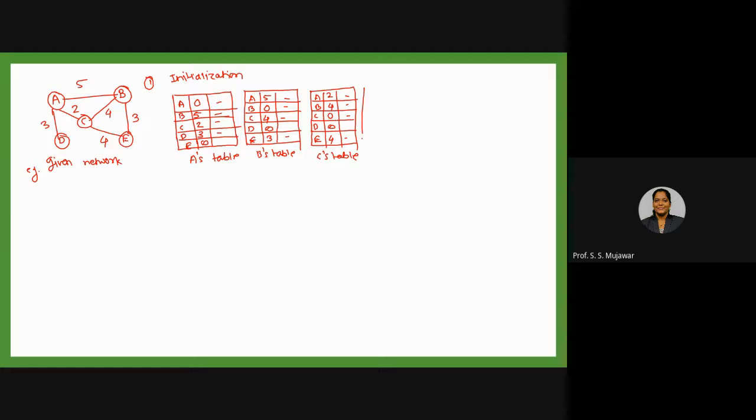Fine. Now D's table and one more, E's table, is only remaining. Write in your notebook also side by side. A, B, C, D, E. This is D's table. Okay, to reach A from D, we need 3. Here infinite, infinite, D to D 0, D to E, again infinite.